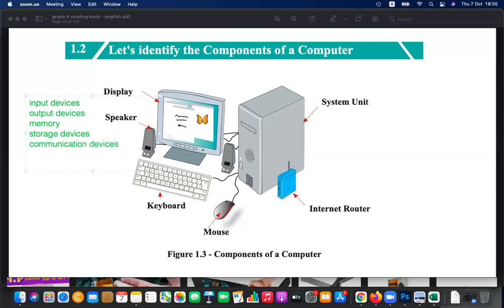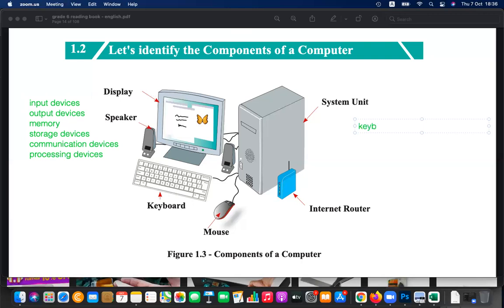Anything else, other than the communication devices? One more. You forgot the main thing. What is that? In your body, what is the main component? The brain. So what is similar to the brain in a computer? CPU, processing devices. There are two things actually, CPU and GPU.